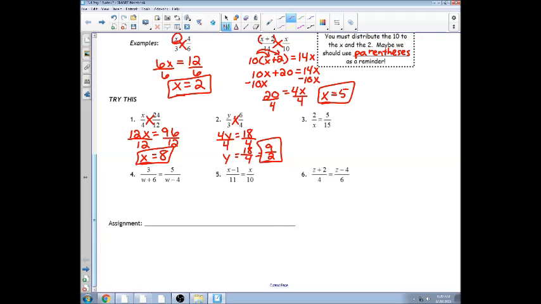Okay. Number 3, we want to go ahead and cross multiply again. Remember, I like to write my answers after I've cross multiplied in the numerator. So it would be 30 is equal to 5x. If I divide by 5, 6 would equal x.